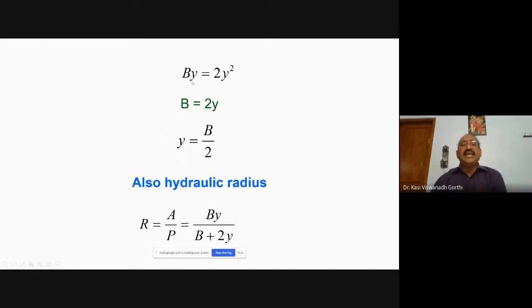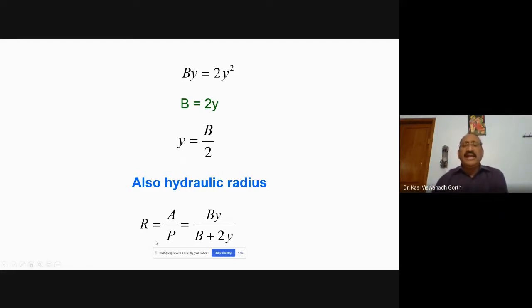What is that wetted area? B into y for a rectangular channel section. So B y is equal to 2y square and y gets cancelled. B is equal to 2 into y, or y, the depth of flow, would be equal to half of the bed width. This is one condition for the most economical rectangular channel section. What is the condition? The depth of flow in the channel must be equal to half of the bed width.